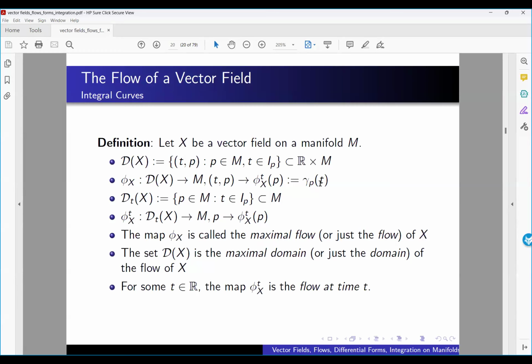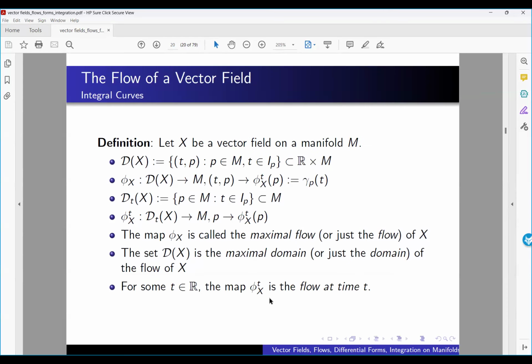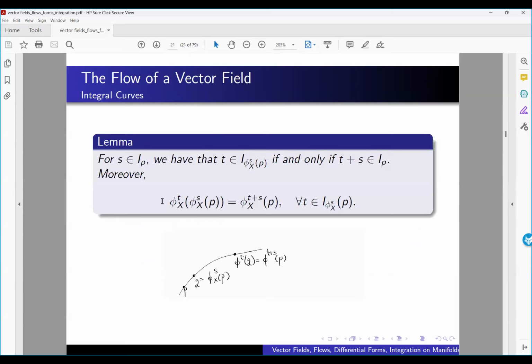So in fact, we can work with this flow phi t of x. Think of this as the position on the integral curves at the moment t. This is how you need to interpret this. I think I have a picture somewhere. Yes, you see here. So phi x of t means that you are at the moment t on this integral curve.